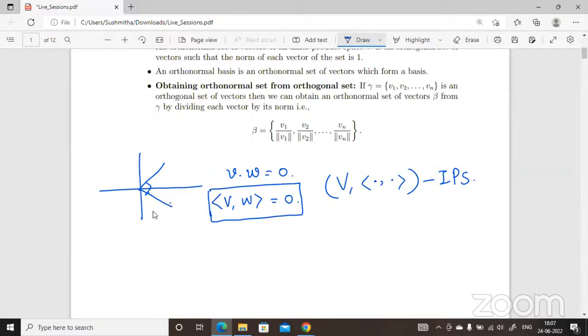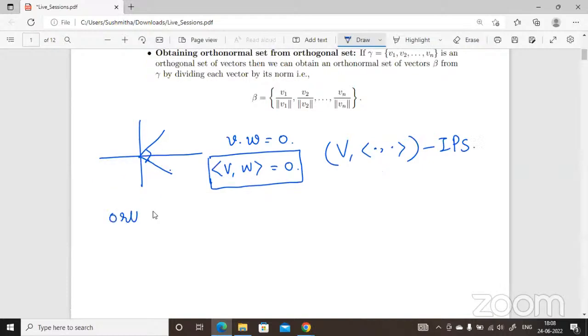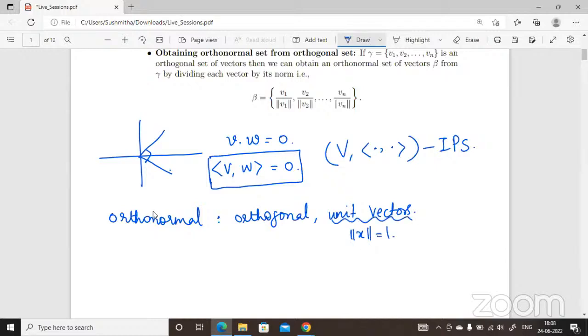And when do you say a set of vectors is orthonormal? And norm is 1, along with the orthogonal. Yes, orthonormal means orthogonal and the norm of that vector is unit. Unit vectors means norm is 1, right? Yes. So if these two are satisfied, then you say that the set of vectors is orthonormal.